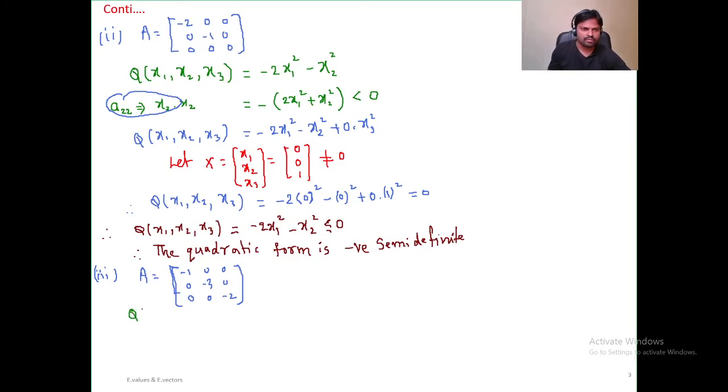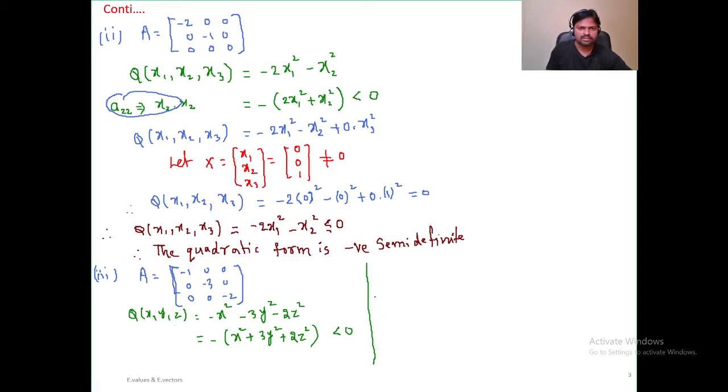So directly, let me write Q of x, y, z, which is minus x square, minus 3y square, minus 2z square. If you take minus common, it is minus of x square plus 3y square plus 2z square. So this is always less than 0 only because of the minus. Now, can you choose a vector x such that this quadratic form is equal to 0?